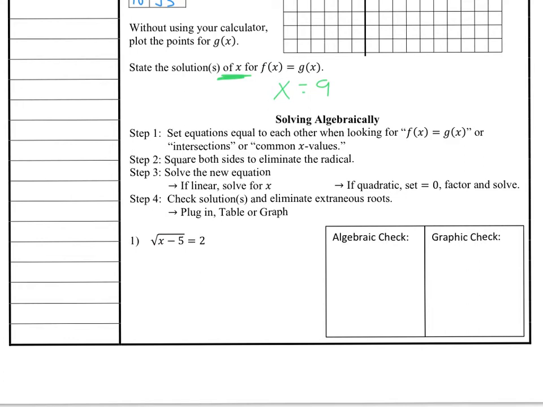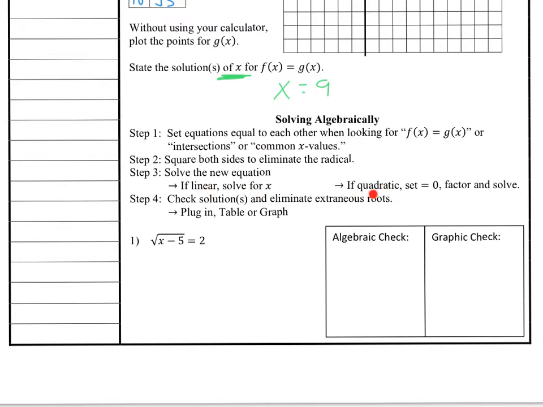So the idea here is step 1, set the equations equal to each other. That's what we just did. Step 2, square both sides to eliminate the radical. We do need to make sure that the radical is alone first, but that's the idea. So square both sides to eliminate the radical. Solve the new equation. Sometimes it will be linear, you just get x alone.